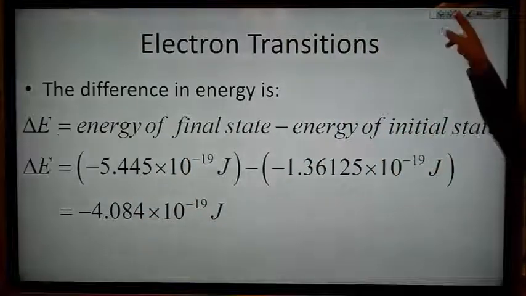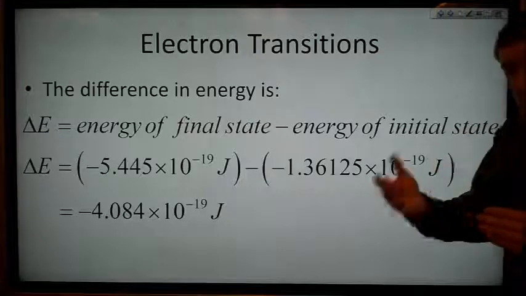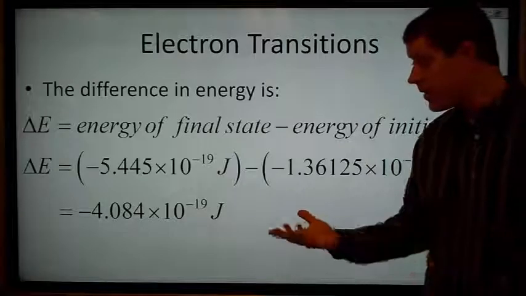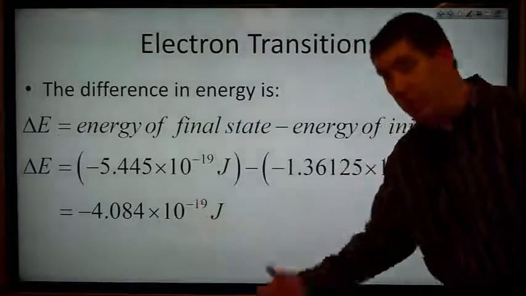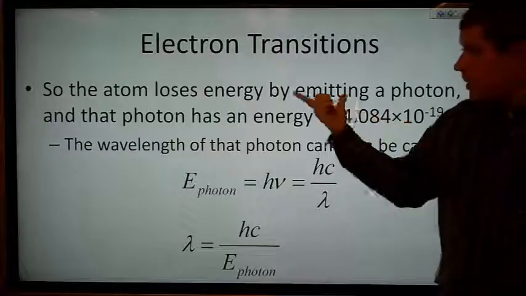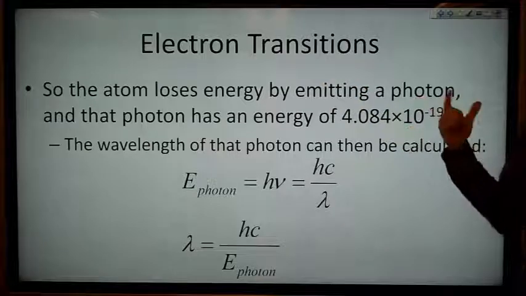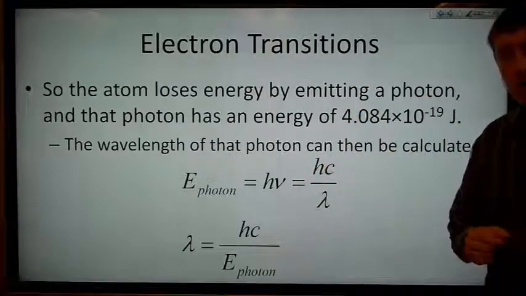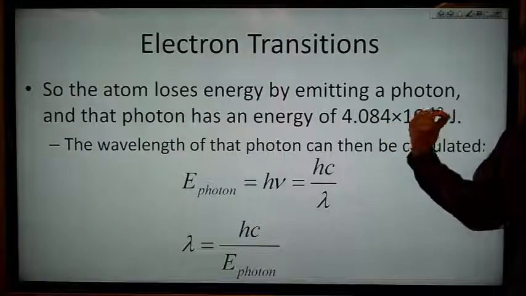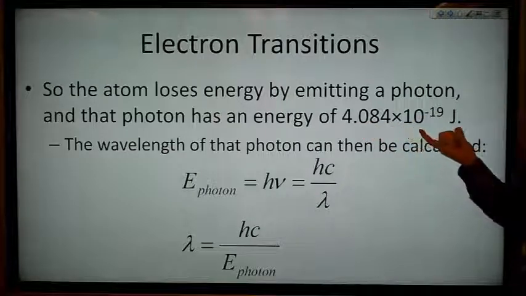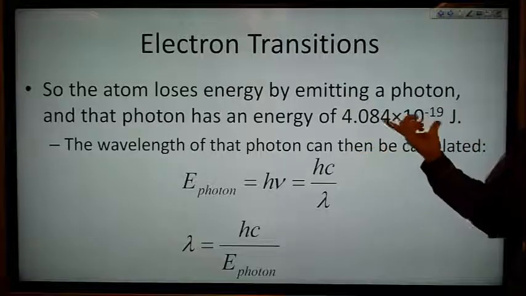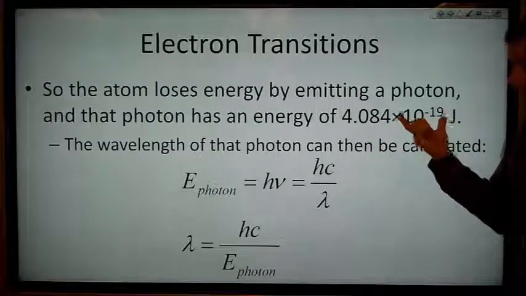So that's how much energy will be emitted. Now, we won't emit a negative energy. Right? The energy emitted with that photon is a positive value. It's positive 4.084 times 10 to the minus 19th joules. So again, the atom loses energy by emitting a photon. We know that it loses energy because the sign on our delta E was negative. That value, 4.084 times 10 to the minus 19th joules, is the energy that's emitted. And so that's why the atom is losing energy. The electron is losing energy.